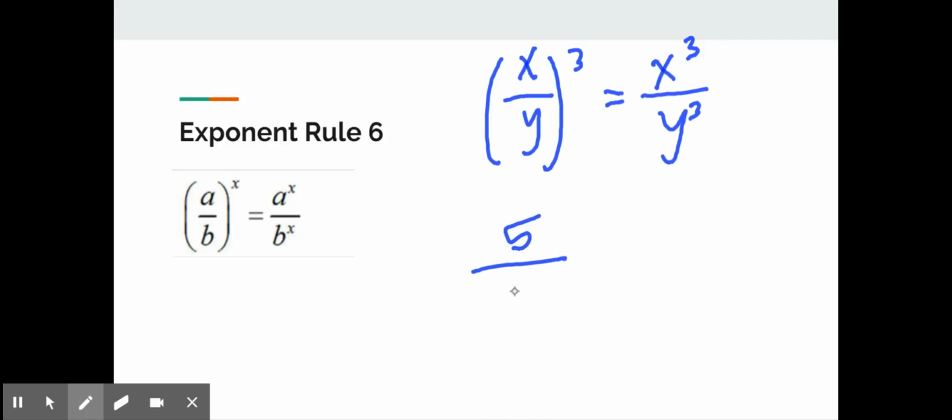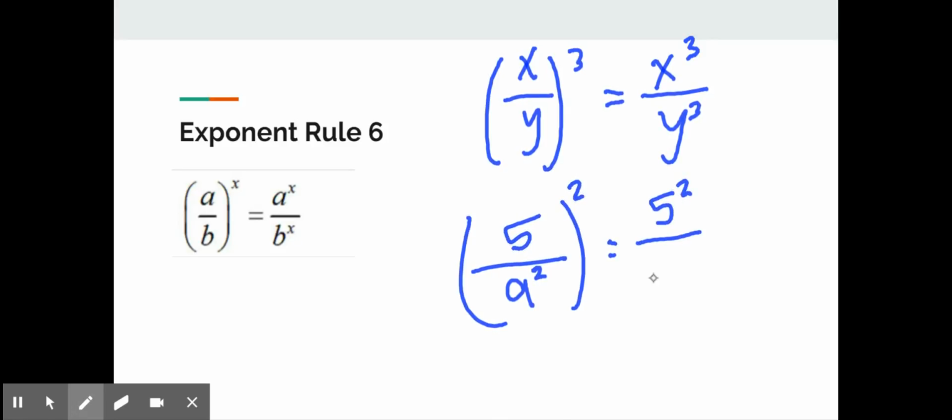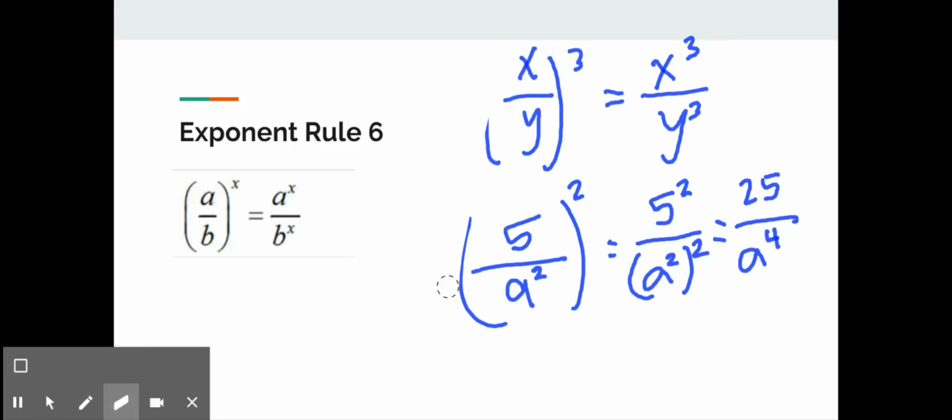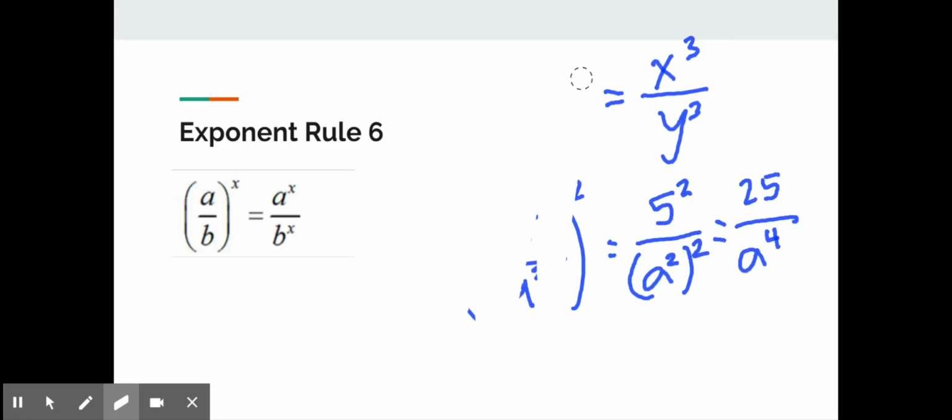If I had 5 over a to the second power, and this is all raised to the second power, then we're going to raise both our numerator and our denominator, but since that a already had an exponent, we're going to have to raise an exponent to an exponent. This is where we'll have to do a little bit more simplifying. 5 squared is 25, and 2 times 2 is to the 4th power. Okay, we have one more rule to address before you try some on your own.